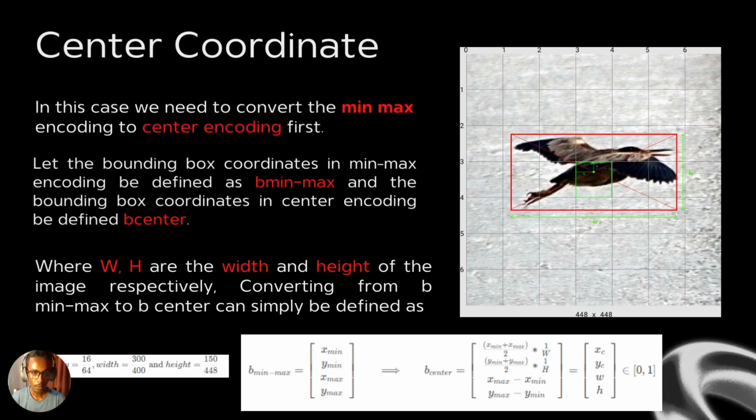the x coordinates, which is x min and x max, and divide it by 2. Then we multiply it by the width of the entire image. And we also do the same for the y coordinates. So we add y min and y max, divide by 2, and multiply by the inverse of the height. And we take the difference between the two x coordinates, x max and x min, so that we can find the width of the bounding box. And we take the difference between y max and y min in order to find the height of the bounding box.